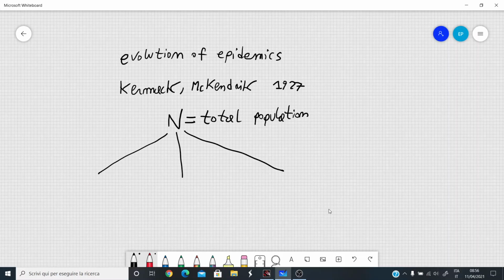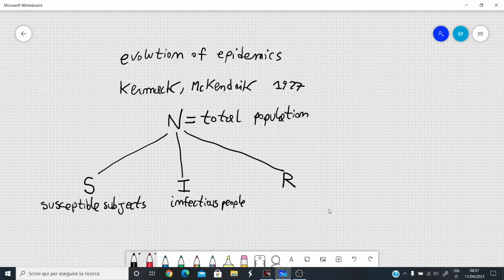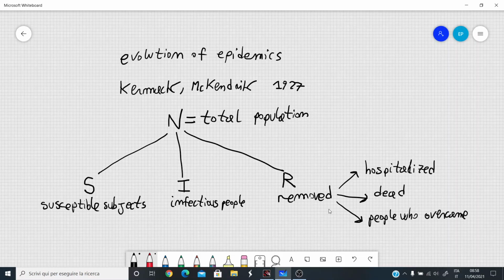The first subpart is given by the number of susceptible subjects, and this is indicated with the letter S. S represents the number of susceptible subjects, which are healthy people that can become ill. Then we have the number I of infectious people, or subjects if you want. These were susceptible people that became ill. And then we have the number of removed, which are subjects that go out of the illness cycle. These removed can either be hospitalized people or dead, or people who have just overcome the illness.